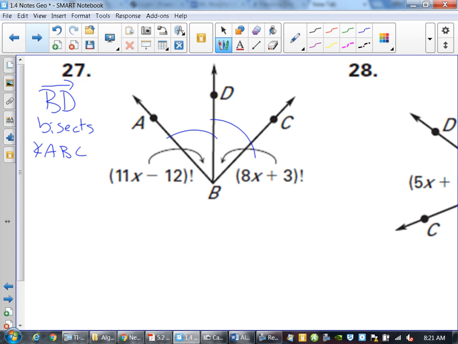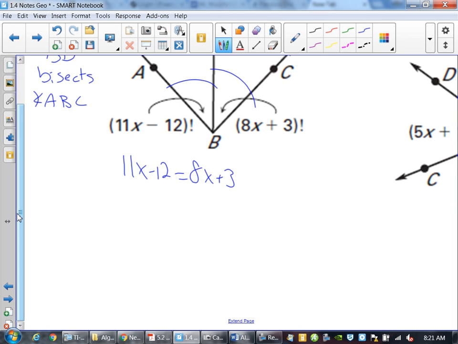So algebraically, I have to do the exact same thing as when we worked with the algebra for segments. All we have to do is set these equal to each other: 11x minus 12 equals 8x plus 3. And we solve that for x. It's the exact same thing. So if you were still messing up a little on segment addition and segment bisectors, you get more practice at it today. Variables on both sides of the equation, who are you going to pick on? Pick on the little guy. So we're going to subtract the 8x.